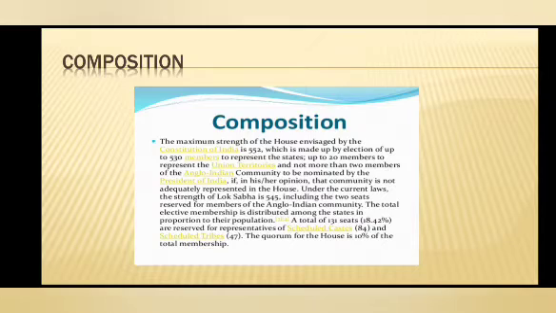The effective strength of the Lok Sabha at present is 545, out of which 530 members are directly elected by states, 13 members by union territories, and 2 members are nominated by the President from the Anglo-Indian community. The maximum strength of the Lok Sabha as provided by the Constitution is 552.